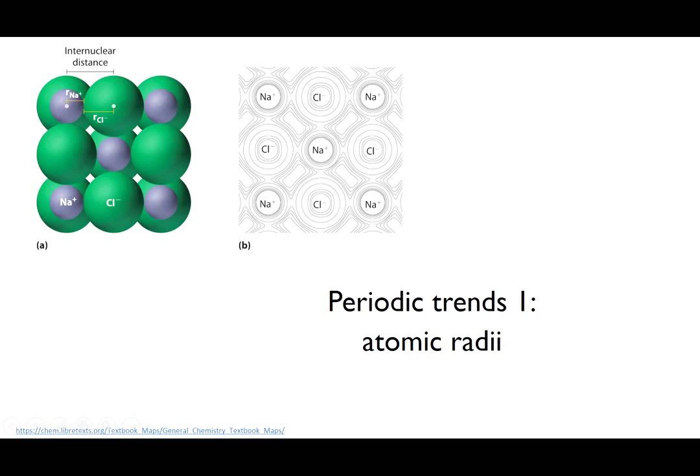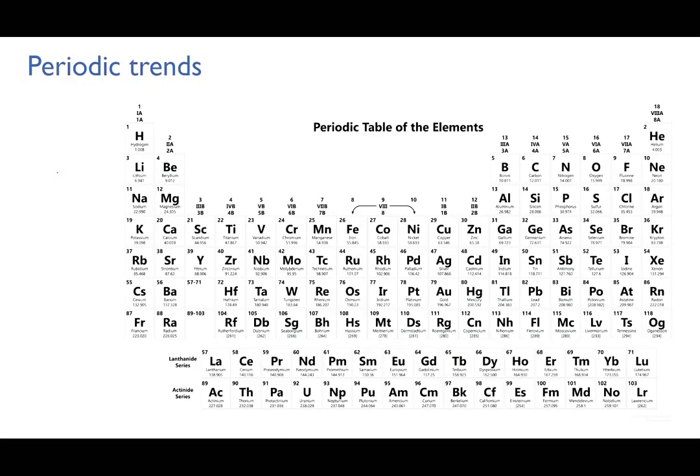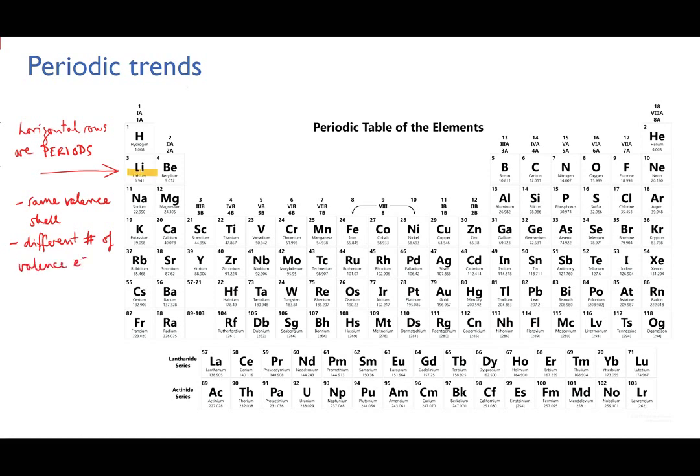In this video, we're going to look at one particular pattern, the radii of atoms, that is, how big they are. The pattern of the atomic radii is known as a periodic trend because we're using the periodic table and because in the pattern you can detect trends in the measurements when you look at different parts of the table. Just as a quick reminder, horizontal rows in the periodic table are known as the periods. Atoms in the same period have the same outermost electron shell, the same valence shell, but they'll have different numbers of valence electrons in it.